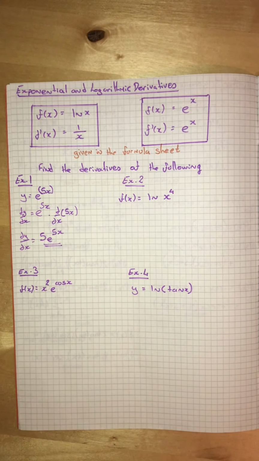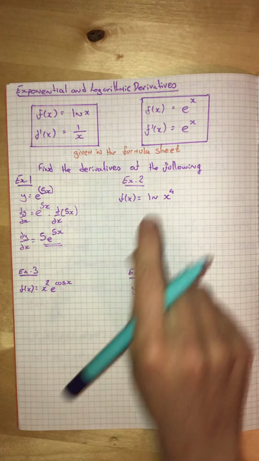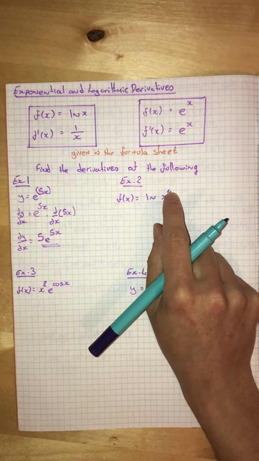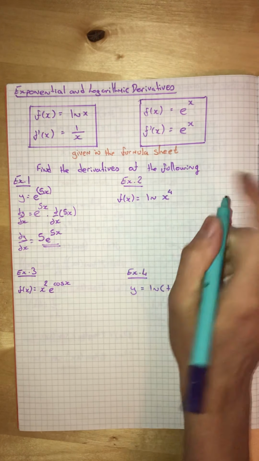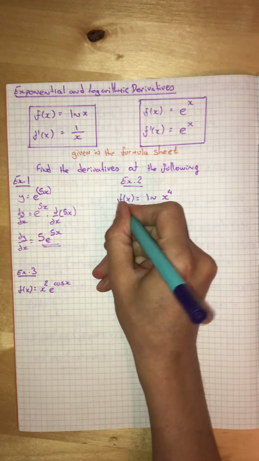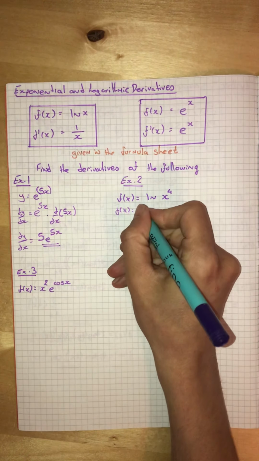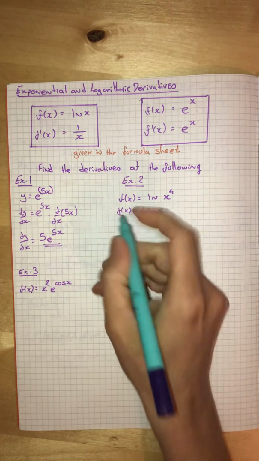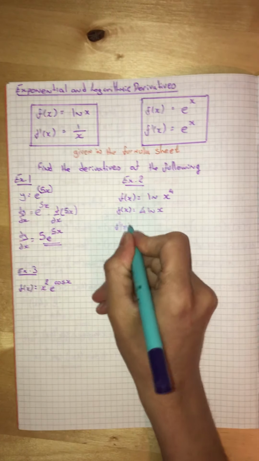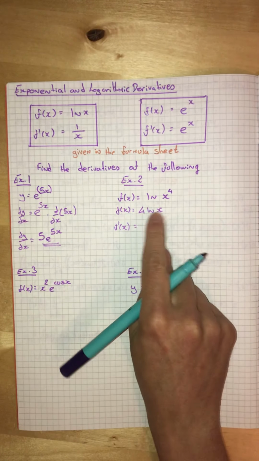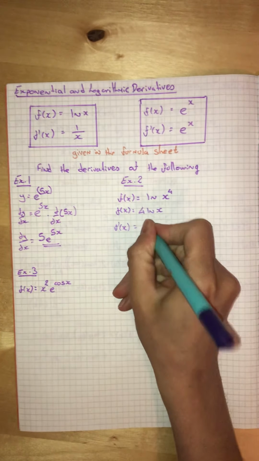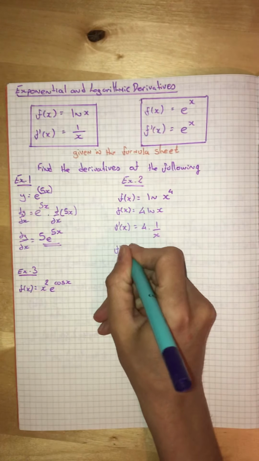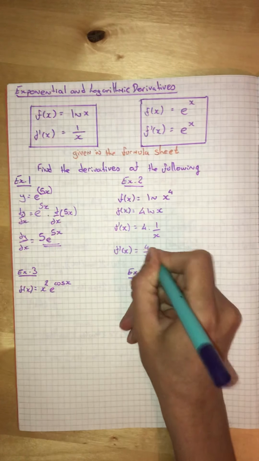Okay, next question. We need to find the derivative of log of x to the power 4. There are two different ways of doing this question. We could firstly think that if we remember our log rules, that actually just becomes 4 log x, which means that f dash x is just going to be 4 times the derivative of log x, which is 1 over x. So the derivative is 4 over x.